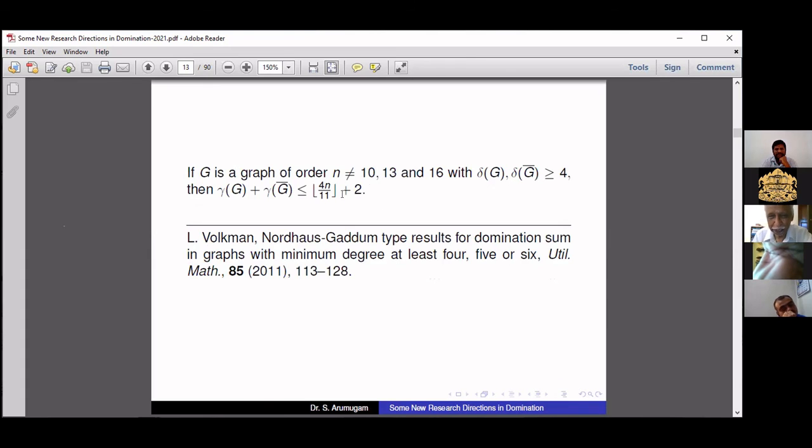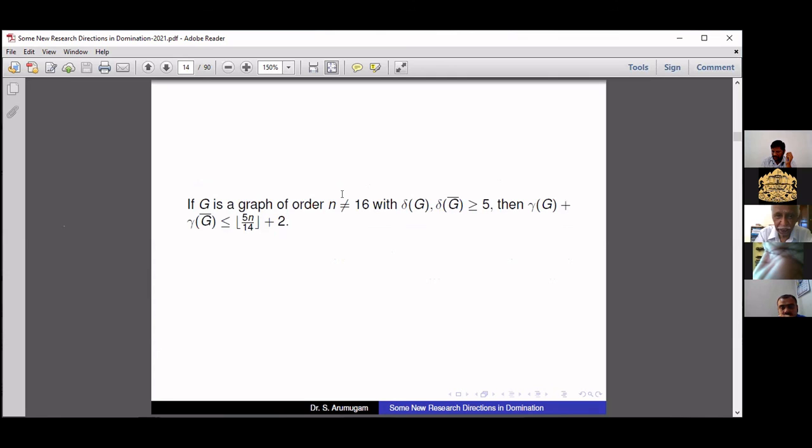Still further. But every time some exceptions were there. I looked at all these things. I found that there is a pattern sitting there. So I formulated the conjecture. For 5, it is 5n by 4 plus 2.